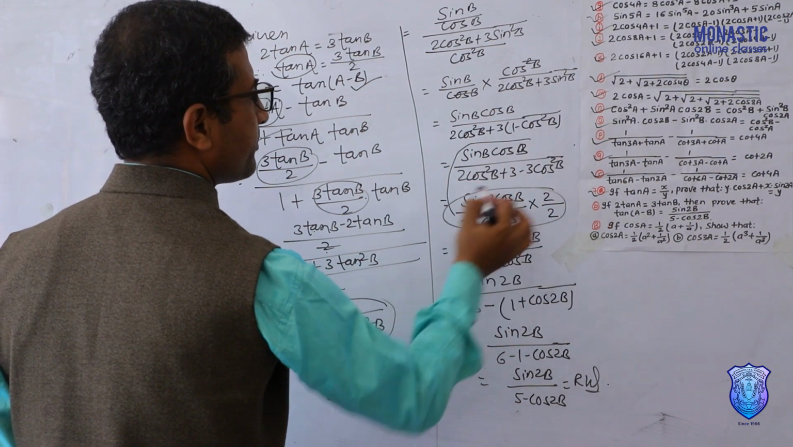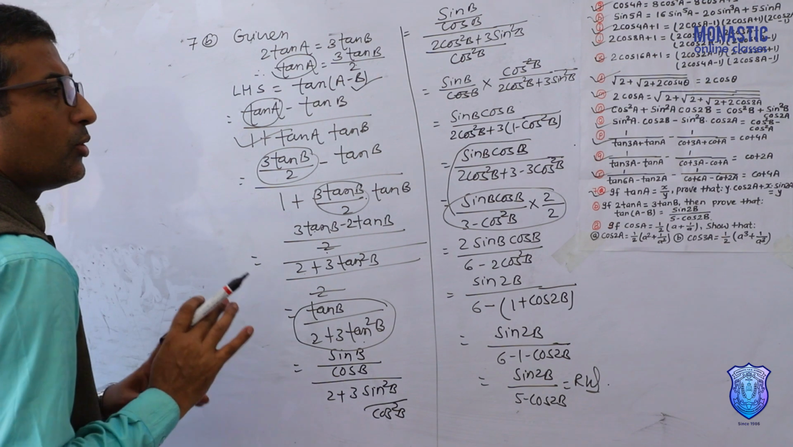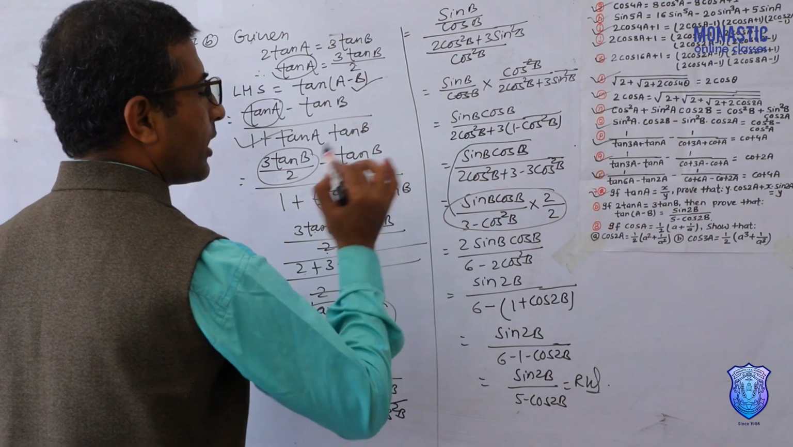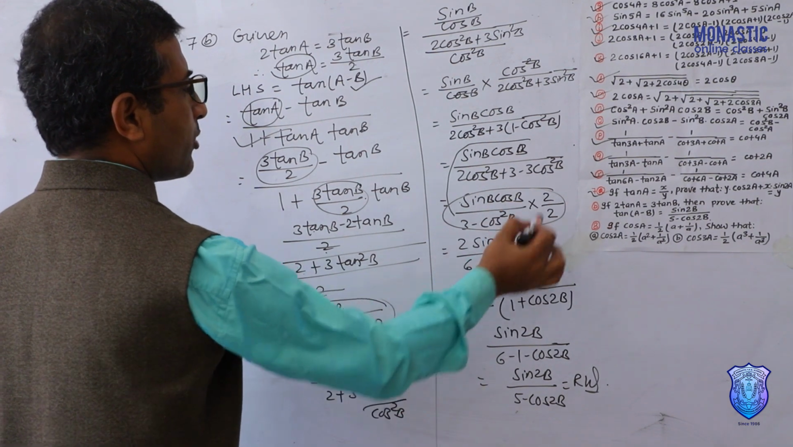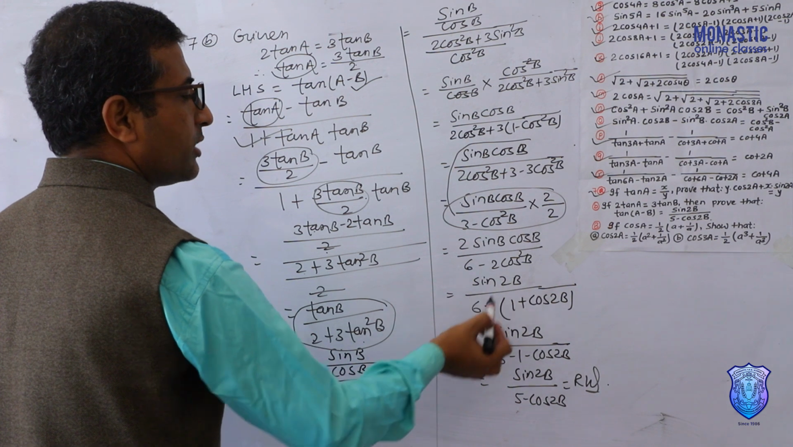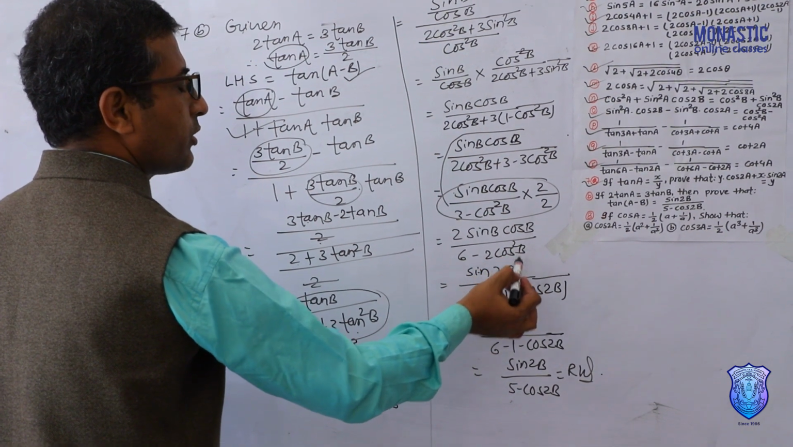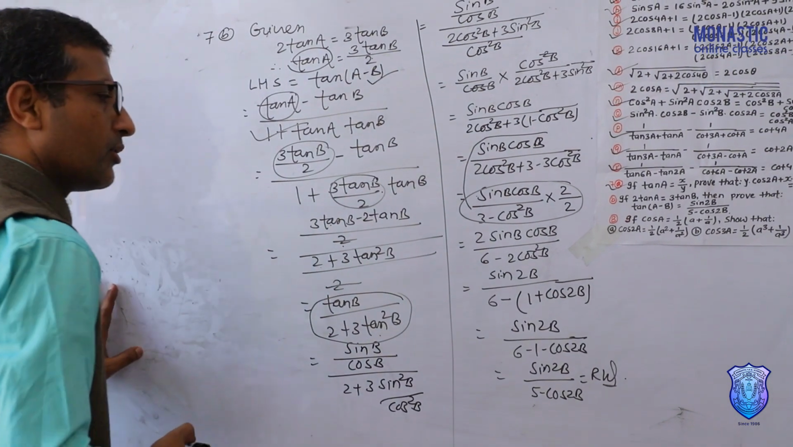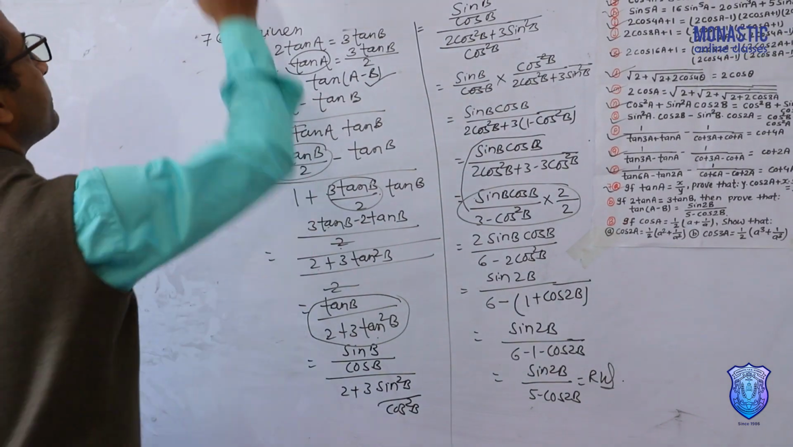Here is the result. Then, when you look carefully in the RHS, you want sine 2 beta. For this, you want 2 in the numerator. That's why we have multiplied with 2. In the upper part, we got sine 2 beta. And now in the denominator, 2 cos square beta, we have to convert this into cos 2 beta. So write the formula. That's your result.